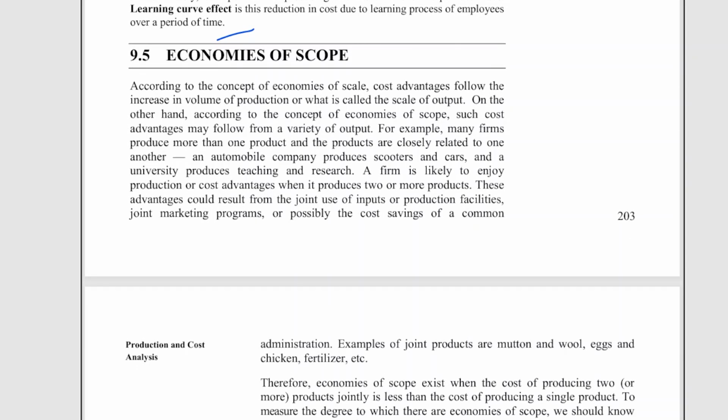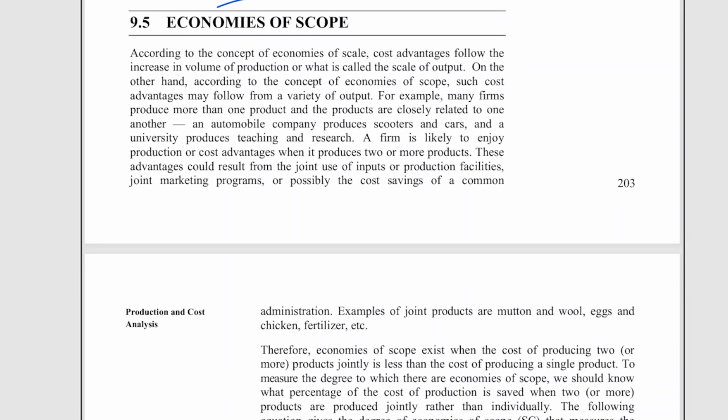And next is economies of scope. What are the economies of scope? According to the concept of economies of scale, cost advantage follows the increase in volume of production, or what is called the scale of output. On the other hand, according to the concept of economies of scope, such a cost advantage may follow from a variety of output. For example, many firms produce more than one product, and the products are closely related to one another. An automobile company produces scooters and cars, and a university produces teaching and research.